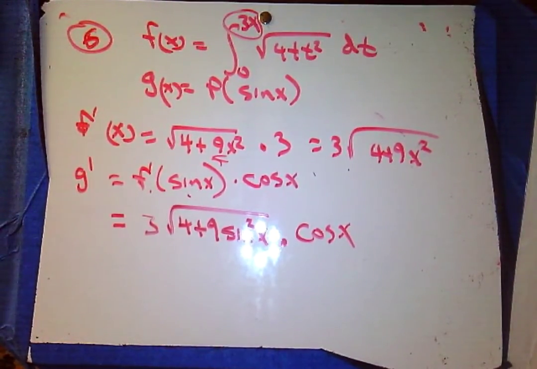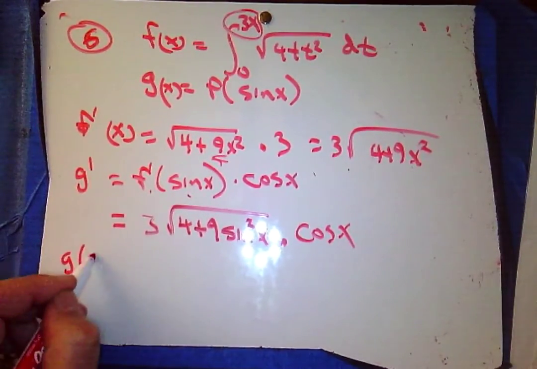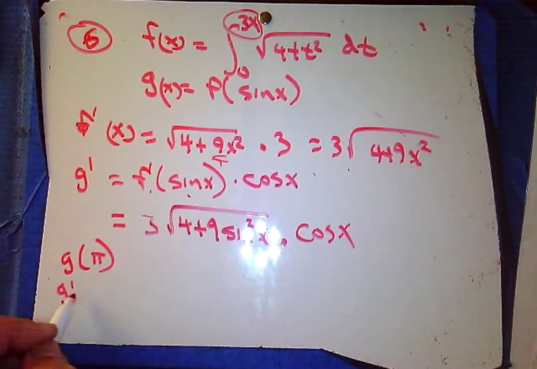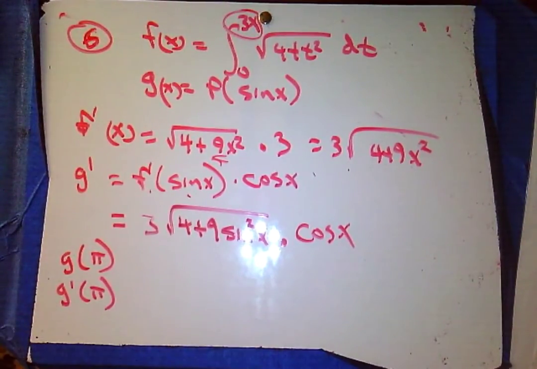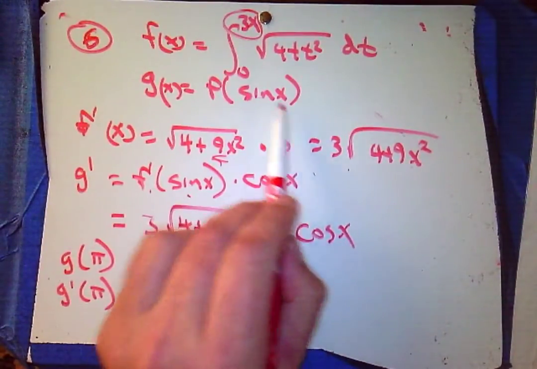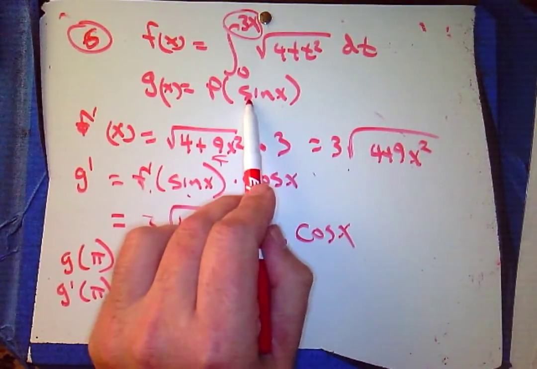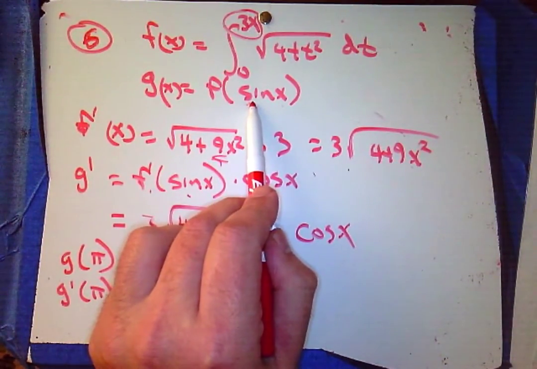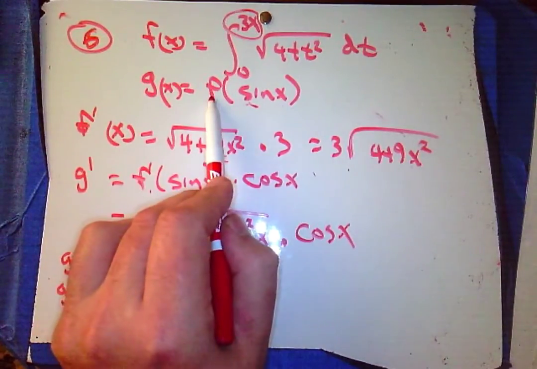Write the equation of the line tangent to g at pi. So g of pi and g prime of pi. So g of pi, plug a pi in here. The sine of pi is 0. So that's f of 0.